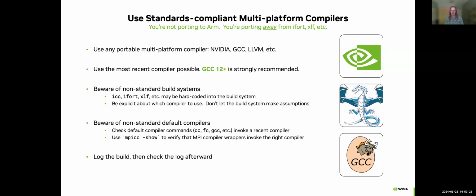Log your builds, check your logs, especially if you have a build system that's non-standard. There's a lot of these in HPC apps where you're not using a friendly Autotools build system or CMake or something like that. You might have a compiler path hard-coded in there. So just check your build logs.